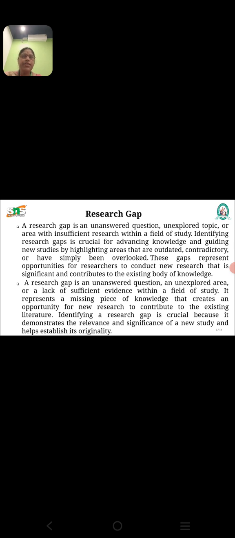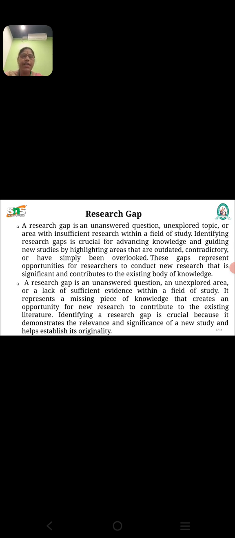So, identification of research gap is crucial for advancing knowledge and guiding new studies by highlighting areas that are outdated or contradictory or have simply been overlooked. So it covers all these things which we have discussed in the research gap. These gaps represent the opportunities for researchers to conduct new research that is significant and contributes to the existing body of knowledge. So we should have a significant study, which is very important for any research.